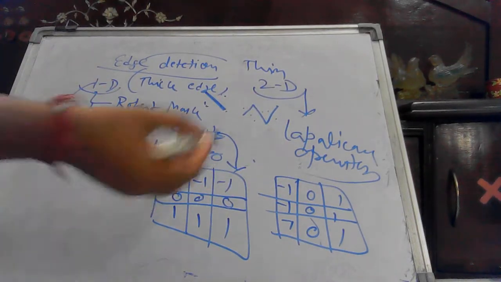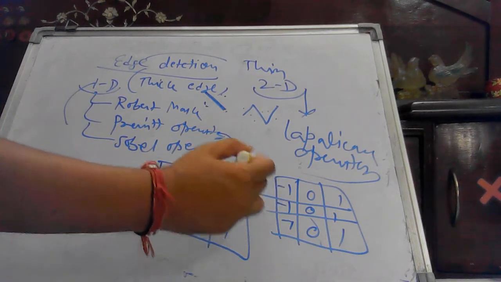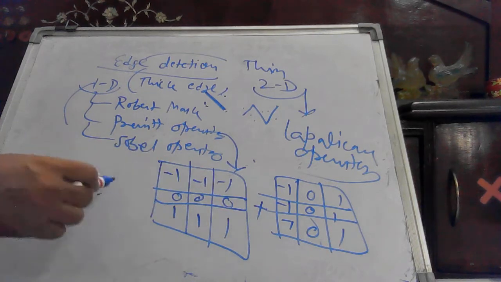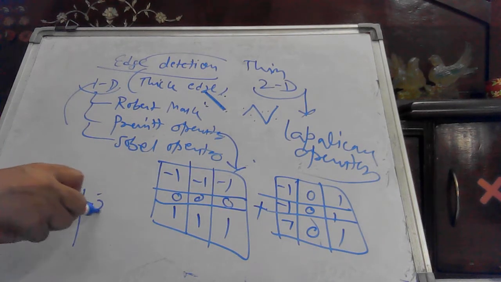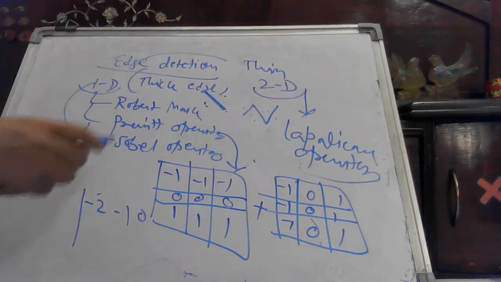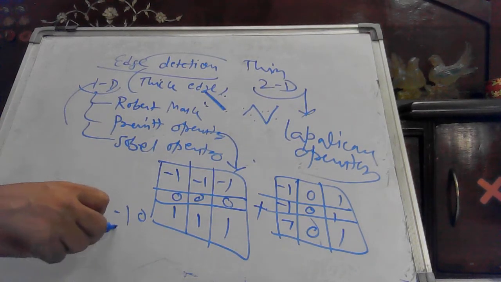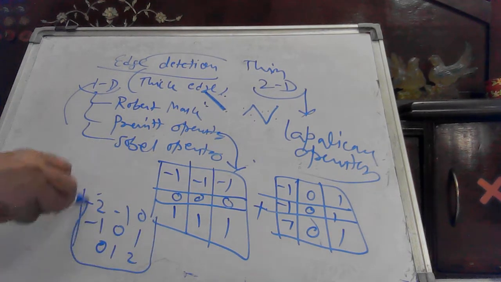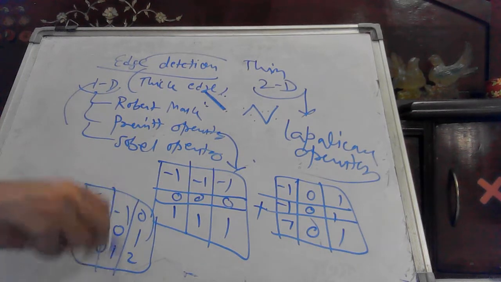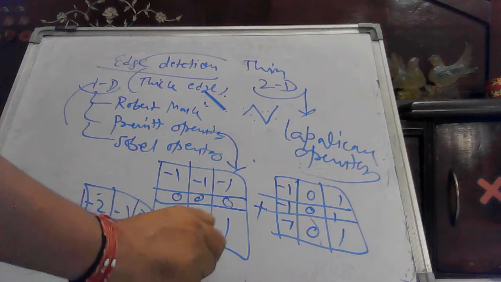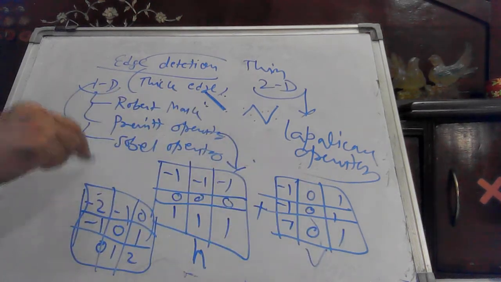Let's say you want to detect both vertical as well as horizontal edges, then you just sum it. What will be the result? You can write down the result here: -2, -1 and then 0. -1 plus 1 is 0, and then this will be -1, this will be 0, this will be 1, and this will be 0, this will be 1, this will be 2. So this is another kind of mask you could use. This is for horizontal, this is for vertical, this is for horizontal plus vertical edges.